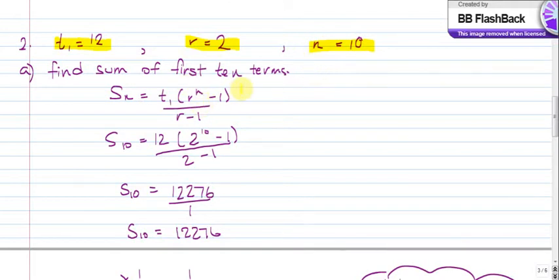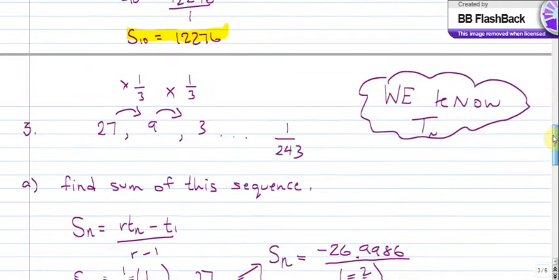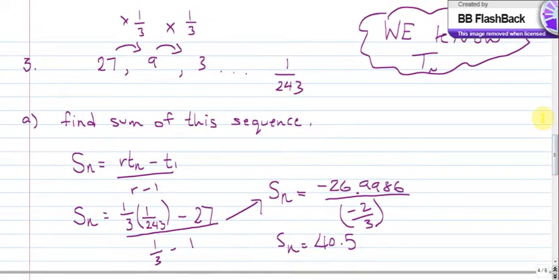Again, we don't know what the last term is, so use the first equation and then fill in the numbers. We want to find the first 10 terms. We know that the ratio is 2, so we fill that in for r, and we know that the first term is 12. So multiply all those numbers together and divide as well, and you get a final answer of 12,276 for the sum of the first 10 terms in the sequence.